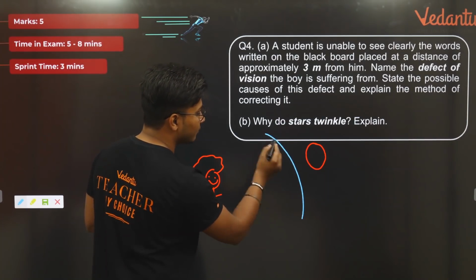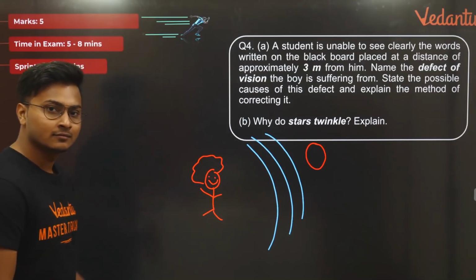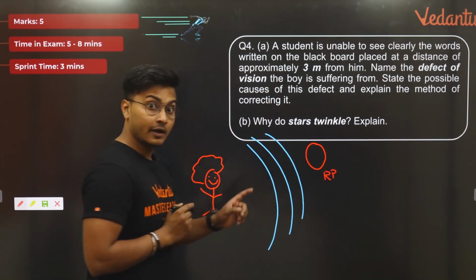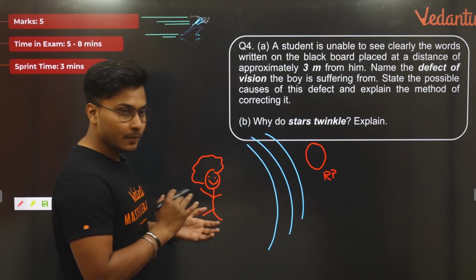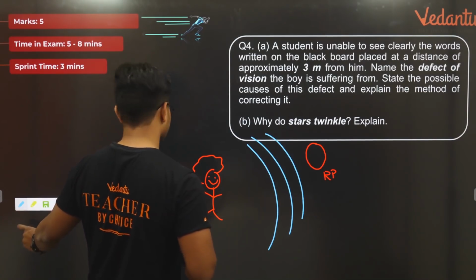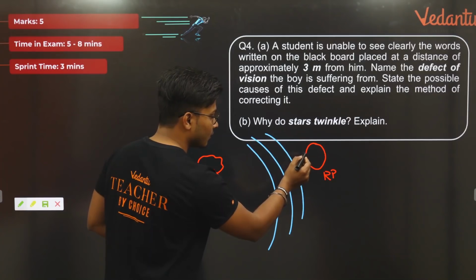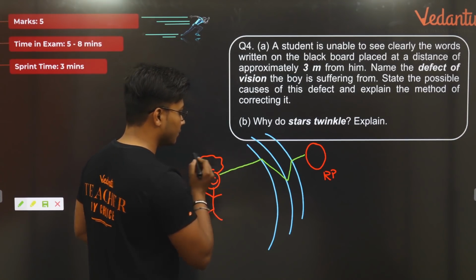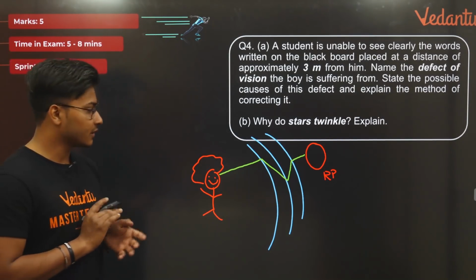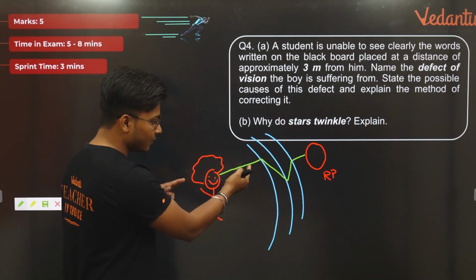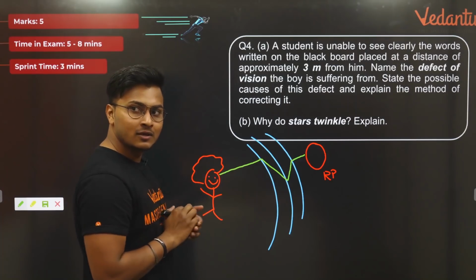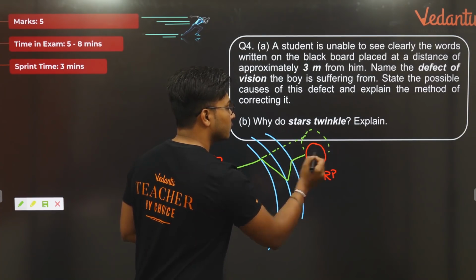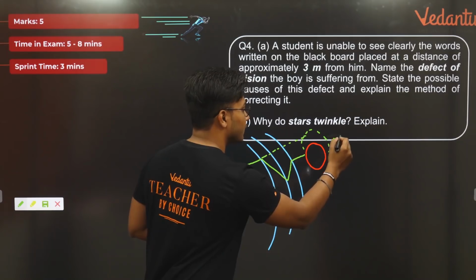Okay, Rohit is trying to see a star, and if you notice, between Rohit and the star there is the atmosphere. This is nothing but RP. What is RP? The real position of the star. Cool. Now what will happen? Now light rays will come from the star, reach this atmosphere, refract, then reach Rohit's eyes, correct? Now if you notice, the light rays are coming in this direction for Rohit. So for Rohit it will look like the star is here, and that is the apparent position of the star.